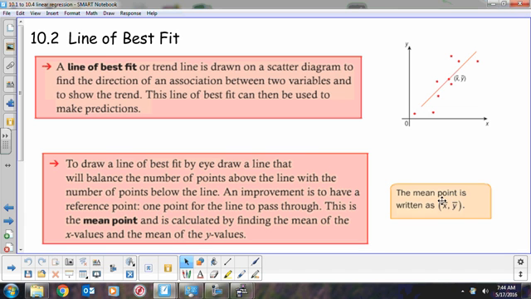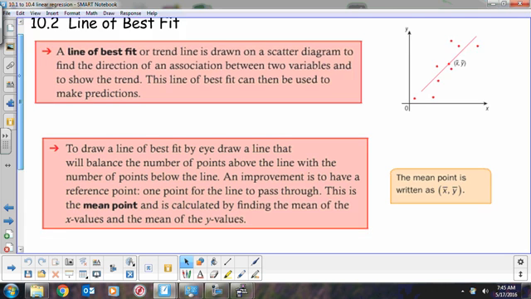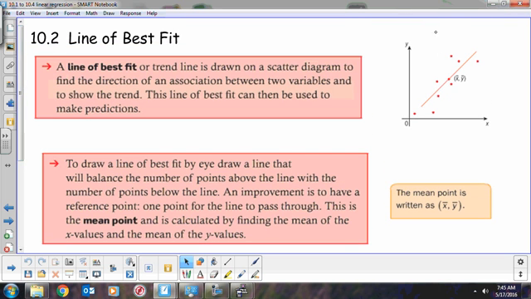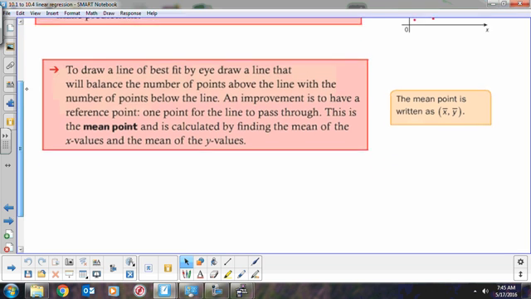And how do you find means? How do you find a mean? Add them up. Divide by the number of numbers. So to draw a line of best fit, you can eyeball it. That will balance the number of points above the line with the number of points below the line. So if you're doing linear regression, by all means, feel free to draw in your own line, calculate your line, and then compare it with your actual regression.